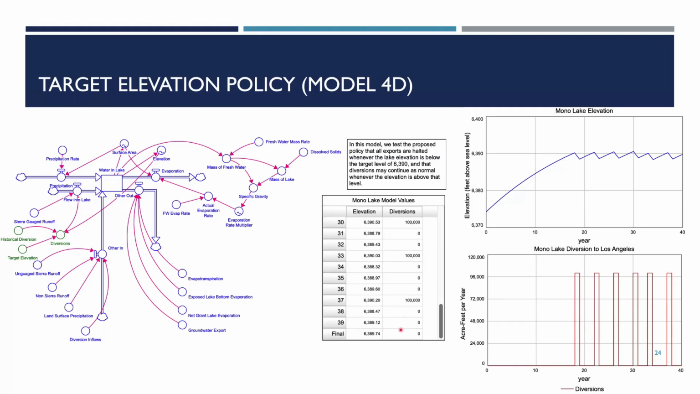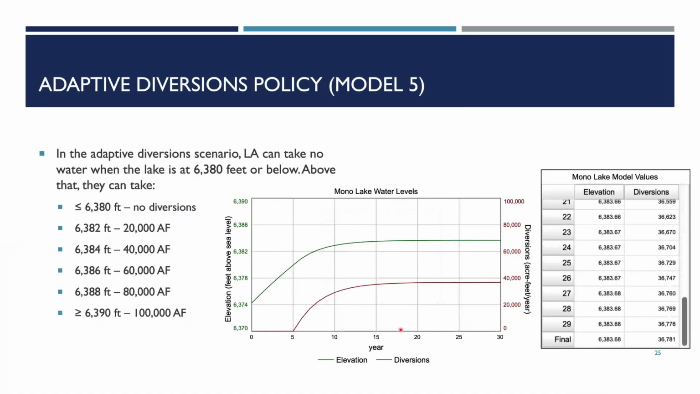6384, you take 40,000, and so forth, until you get to 6390, where you take the customary 100,000 acre feet. This is intended to be interpolated. So, if you're at 6381, you get 10,000 and so forth, right? So you can fall anywhere on here.